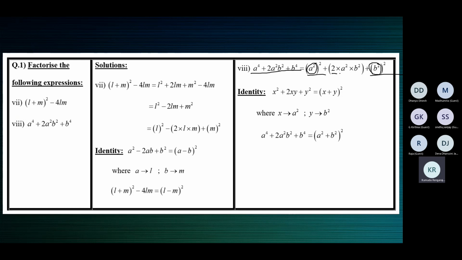So 2xy, 2 into a square into b square. Does it give you the term which we have here? Yes, it does give us 2a square b square. So yes, it's of this form. And the answer is x plus y the whole square, where x is a square and y is b square. x plus y the whole square. This is the answer.